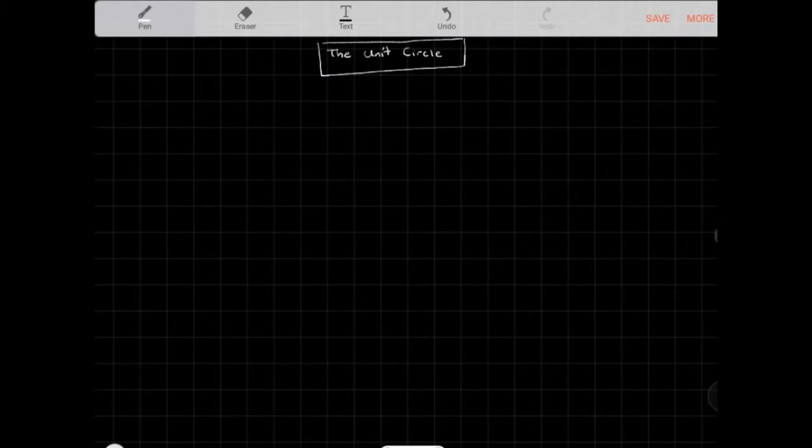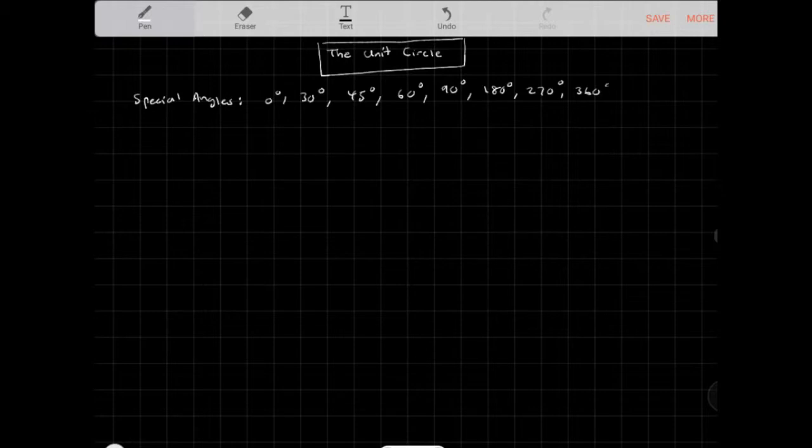Okay, so earlier we said that our special angles were angles where the trig functions would give us ratios that we would know the exact values of, right? The special angles we discussed were 0 degrees, 30 degrees, 45 degrees, 60 degrees, 90 degrees, 180 degrees, 270, and 360 degrees. Out of this entire set, we just looked at these three, 30, 45, and 60, and we identified them using the special triangles.